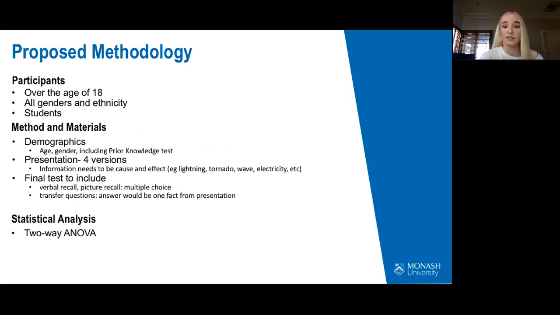The presentation will contain information relating to cause and effect on areas such as the formation of lightning, a tornado, waves, electricity, etc. The final knowledge test will include verbal and picture recall in the form of multiple choice questions on information they have been presented with, as well as transfer questions to assess the deep level of learning that has occurred. The proposed statistical analysis will be a two-way ANOVA.